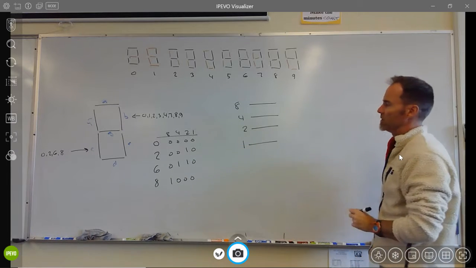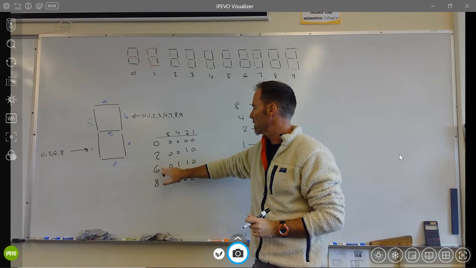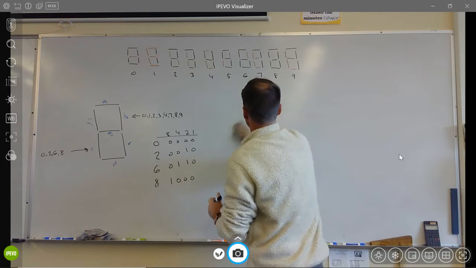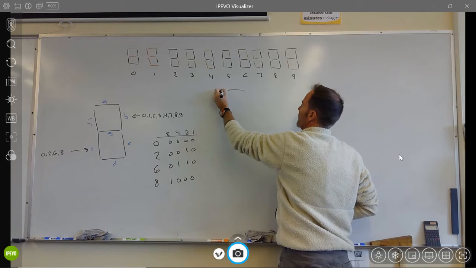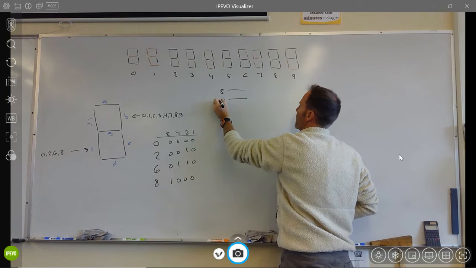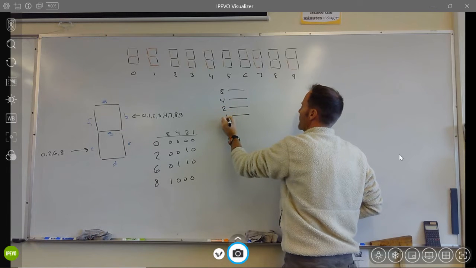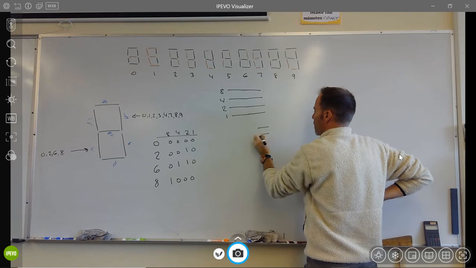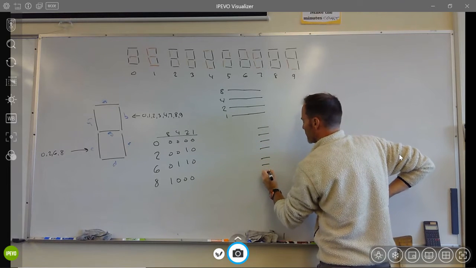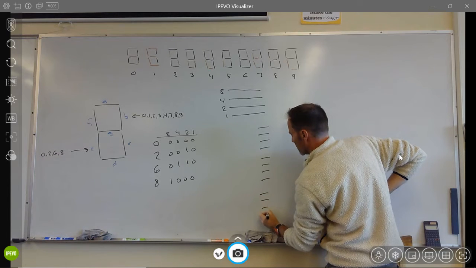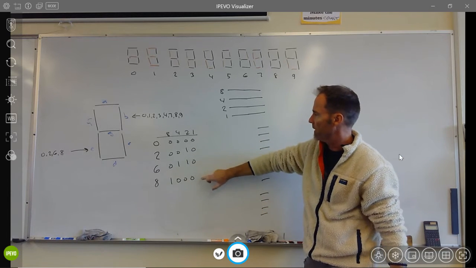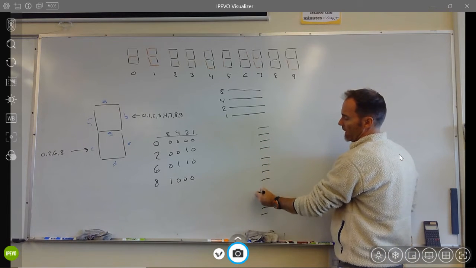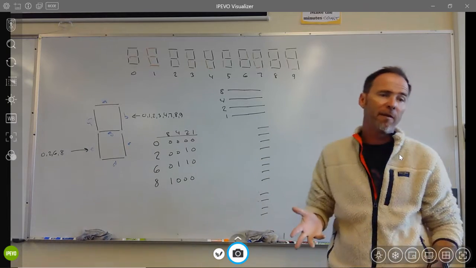I'm going to need 4 of these sets. I'm going to make it smaller because I need more space. I'm going to go up here: 8, 4, 2, 1, 8, 4, 2, 1, 8, 4, 2, 1. I need 4 sets of them. I could get lazy and just write 8, 4, 2, 1 repeatedly. That would be perfectly fine when you do it.